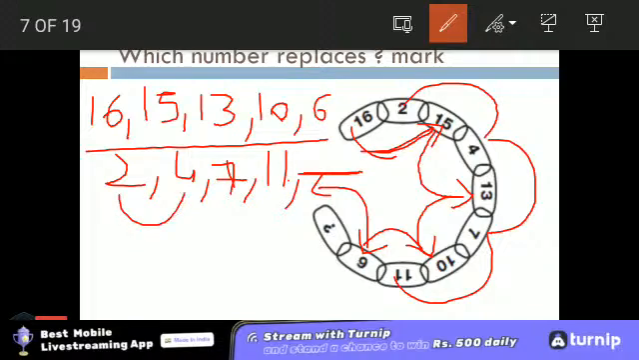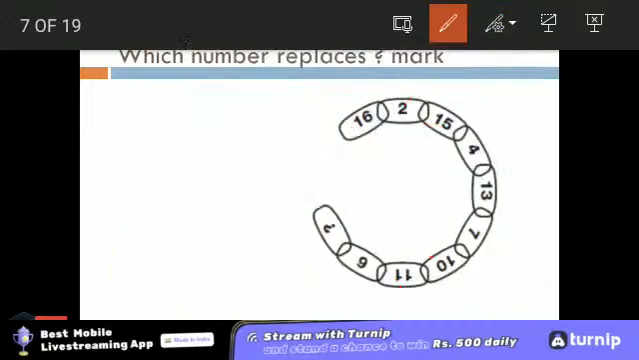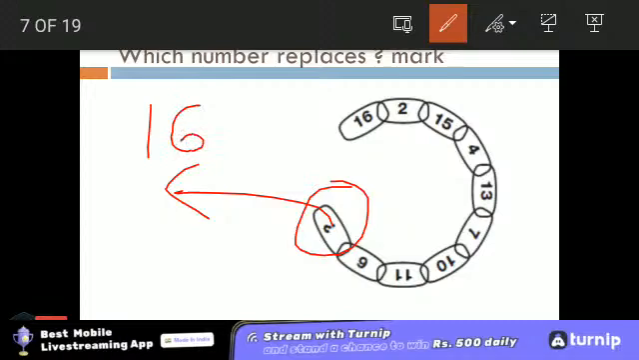Now you can see in the first number 2 got added, in the next number we added 3, and in the next number we added 4. So what will we be adding in the next number? 5. And so 11 plus 5 would give us 16. So our correct answer for this series, the question mark, is 16. I hope it's clear.